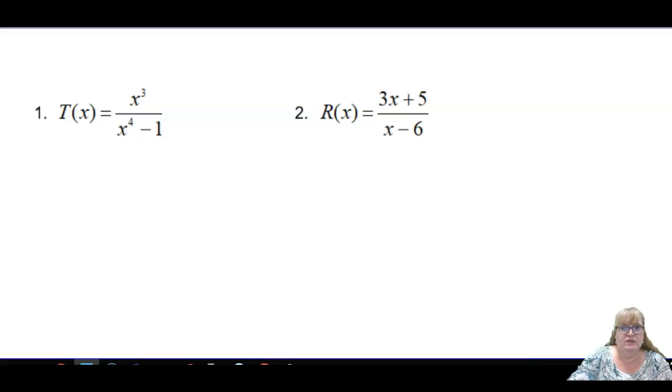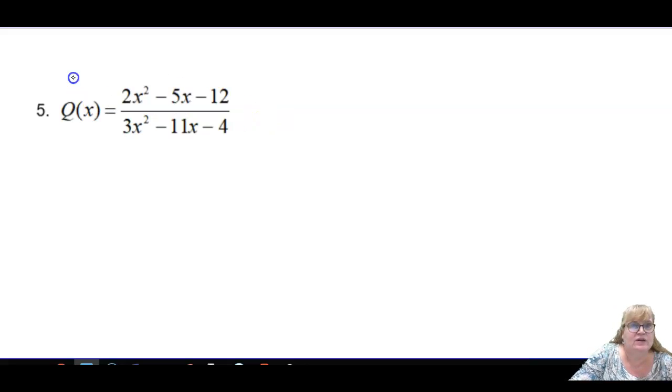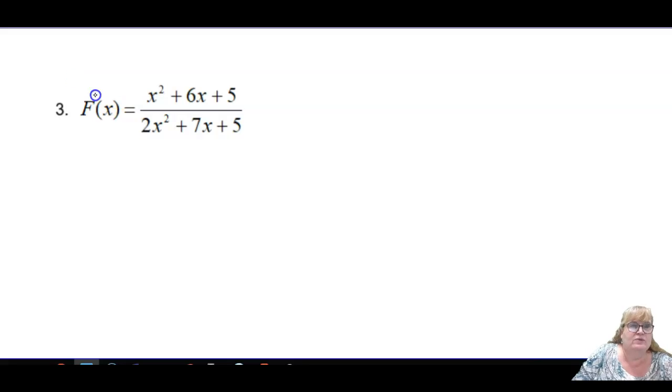I'm skipping numbers 1 and 2. I can go back and do them on a slide if you need me to. But I believe my notes were that I was going to do 3 for you, and I think it's an example like number 5. Does that sound right? Yes. I'm doing 3 and you're going to do 5.